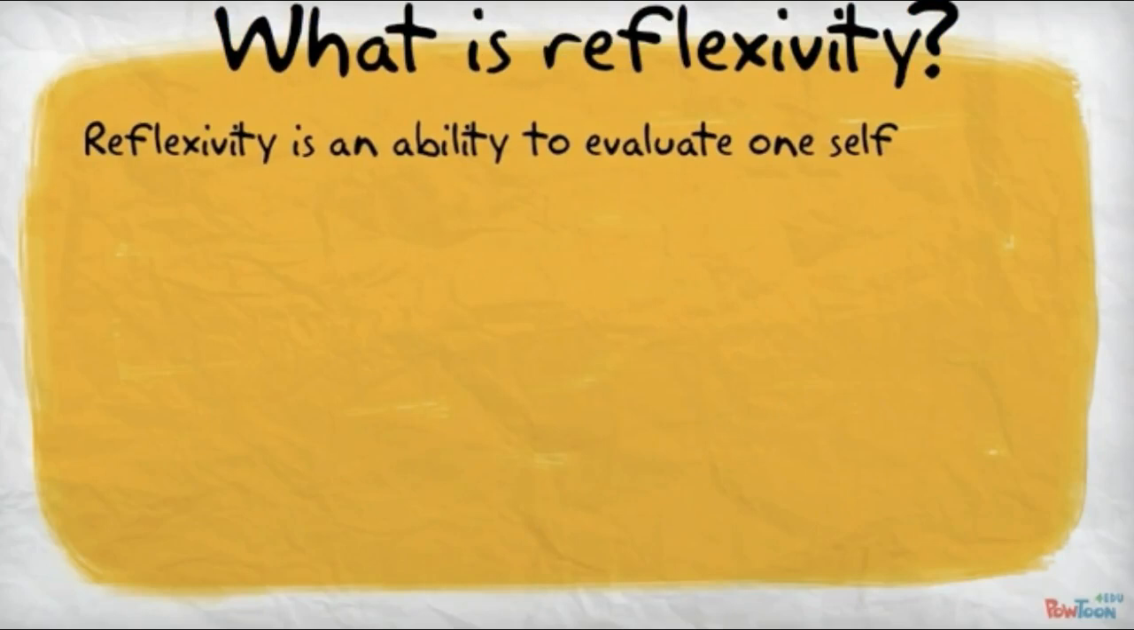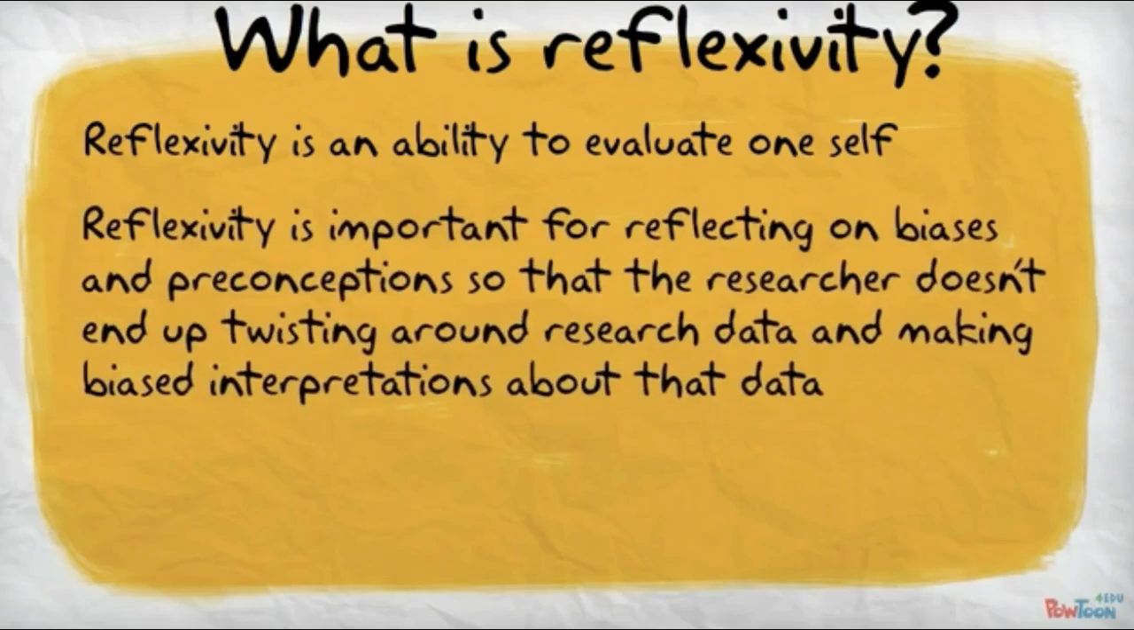In qualitative research, reflexivity is an ability to evaluate oneself. Reflexivity is important for reflecting on one's own biases and preconceptions so that the researcher doesn't end up twisting around research data and making biased interpretations about that data.